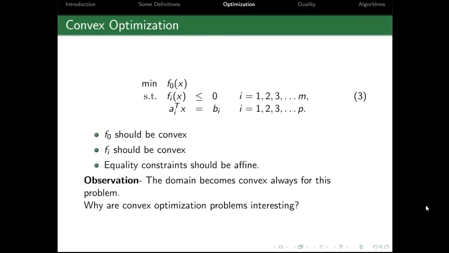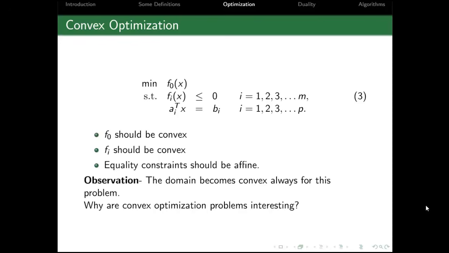An optimization problem which satisfies the given three conditions is known as a convex optimization problem. So first, f naught, the objective function, should be convex. Then the inequality constraints fi should also be convex, and the equality constraint should be affine. When I say affine, it should be of the form ai transpose x equal to bi. So one can observe that the domain has become a convex set right now. So the inequality constraints represent a sublevel set of a convex function, so it is a convex set, and a convex set intersection with an affine function is a convex set.